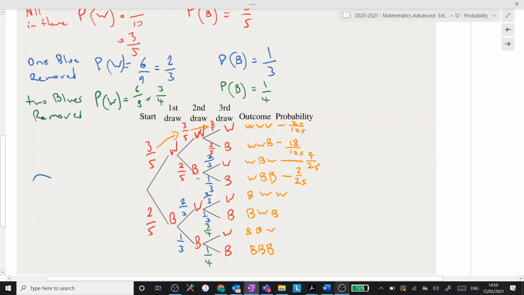All right, next one, we're going BWW. So we've got 2 over 5, 2 over 3, 2 over 3, which gives us 8 over 45. BWB, so we've got 2 over 5, 2 over 3, 1 over 3. Yep, 4 over 45. Well done. You're doing awesome.